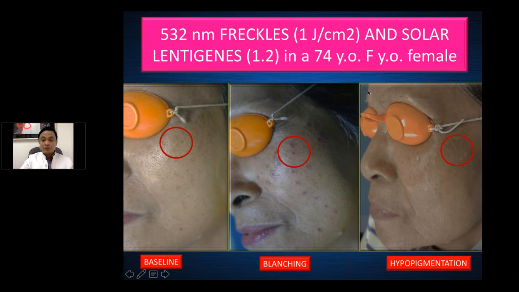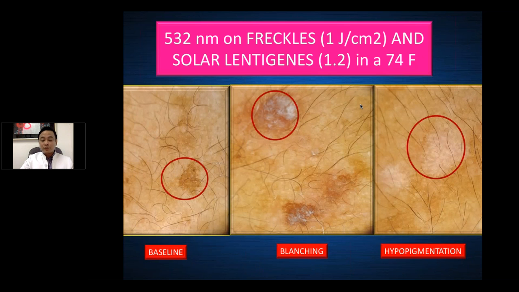And this is just to show you dermoscopic images at baseline. So I was trying to avoid uniform blanching, just to avoid the complication or side effect of hypopigmentation. But eventually, the patient developed hypopigmentation. But some patients are happier with hypopigmentation than having the original lesion, the original brown macules.